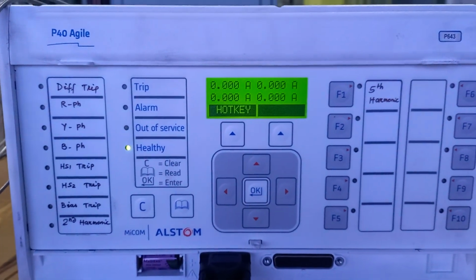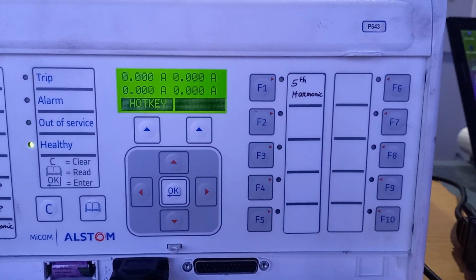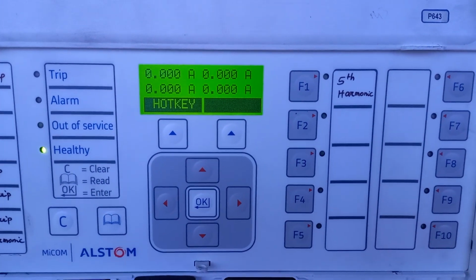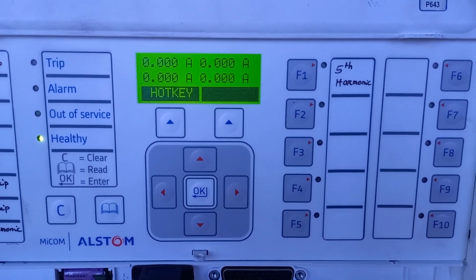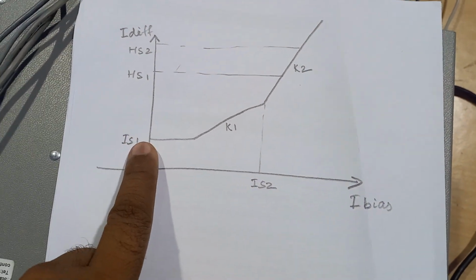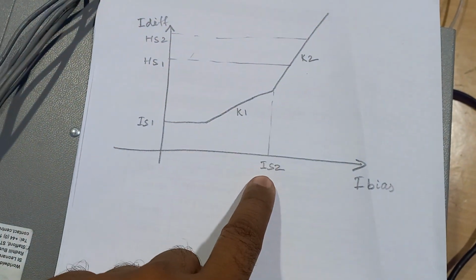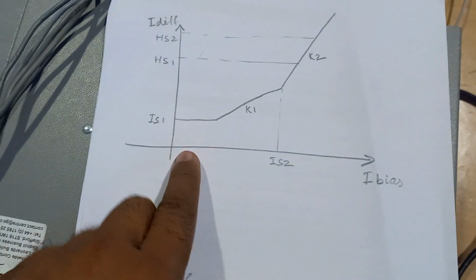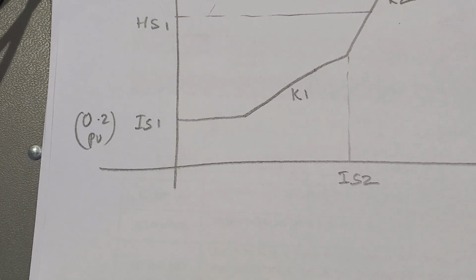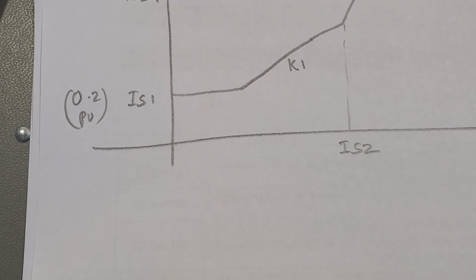So we will test this differential relay. I have configured all the settings I have shown you before in this relay, and we will test one function at a time in the P643 relay, and we will see how it will operate. According to the graph, we will test this IS1 minimum pickup value first, then we will go one by one to the K1 and K2 slope, and we will check high set 1 and high set 2 values later on. So first of all, IS1: according to my relay setting, my IS1 setting is kept at 0.2 PU.